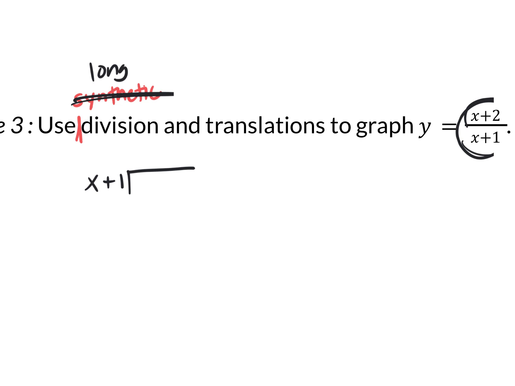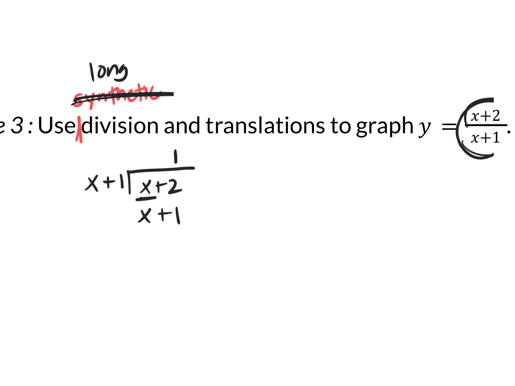So okay, anyways, long division, I'm going to put x plus 2 on the inside here. Okay, so you're looking at the first term here. I've got an x. What can I multiply that thing on the outside by to give me an x? 1. Okay, so I'm going to put a 1 on top. Now I'm going to multiply these things together. 1 times x plus 1 gives me x plus 1.